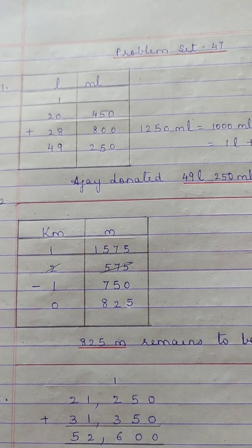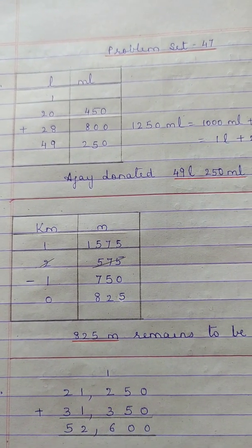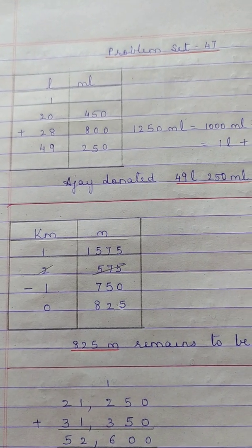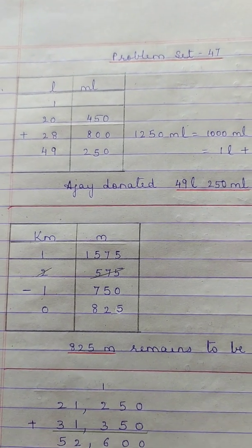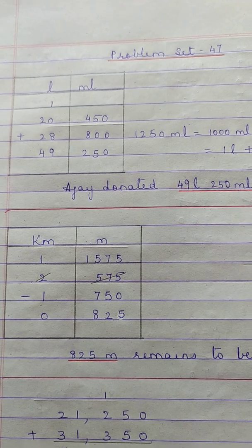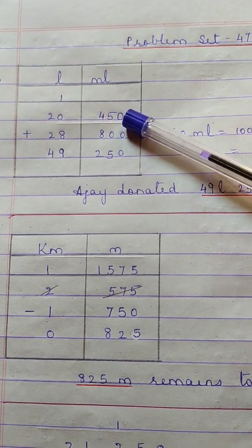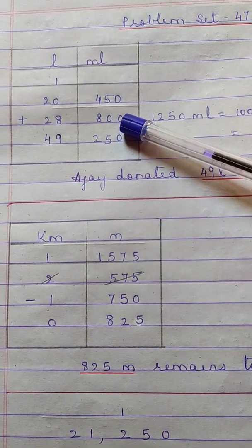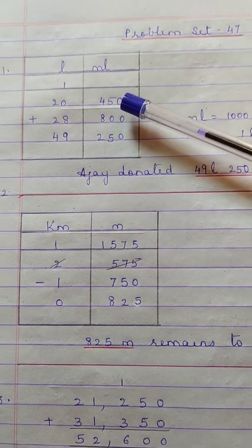For his birthday, Ajay gave 20 liters 450 milliliters of milk to the children in an ashram shala, and 28 liters 800 ml to the children in an orphanage. How much milk did Ajay donate? So the amount of milk that he has donated to the ashram is 20 liters 450 milliliters, and the amount of milk he donated to the orphanage is 28 liters 800 milliliters.